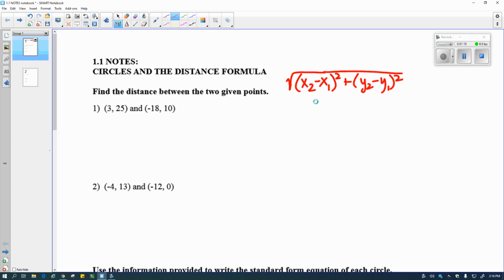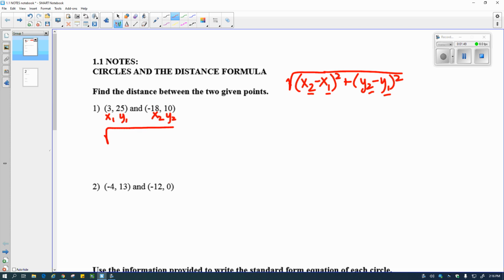Keep in mind that these little things right here are subscripts, and that just means that I'm looking at a first point, so this could be called x1, y1, and a second point, x2, y2. But you could flip-flop these. I could call this first one x2, y2 if I'm feeling crazy, and this second point here, the negative 18, 10, I call that x1, y1 if I wanted to. But I'm just going to keep it like this and just follow the formula as is. I'm just going to keep it real basic, okay?